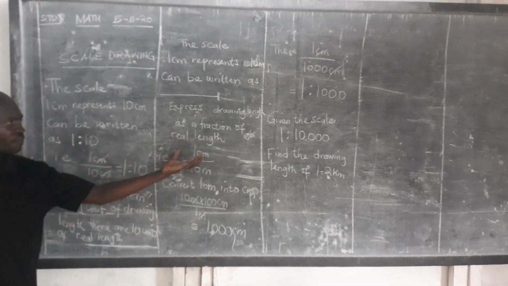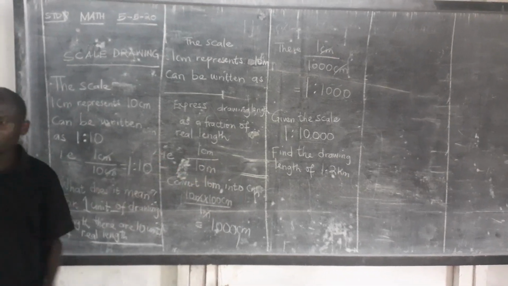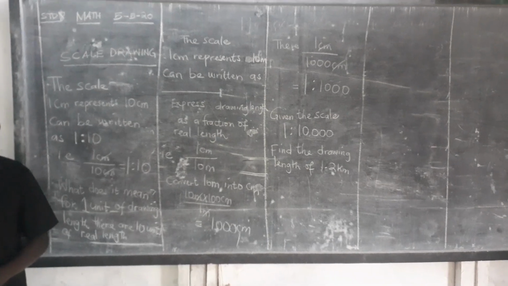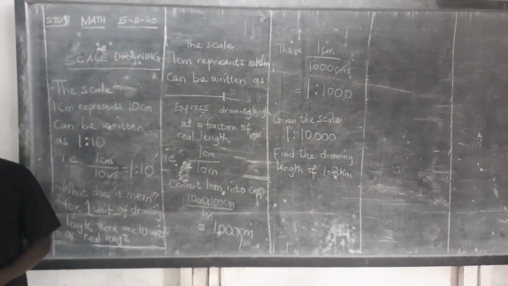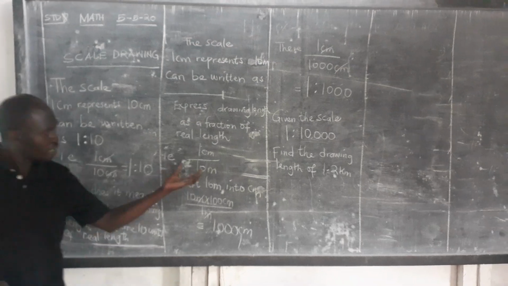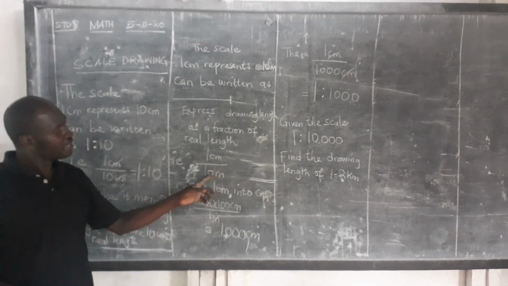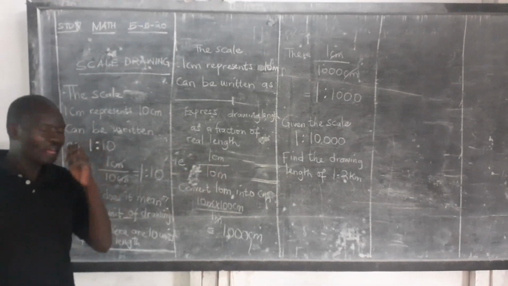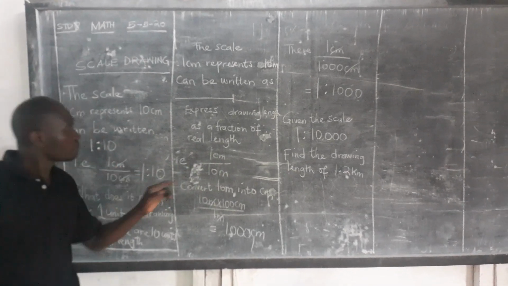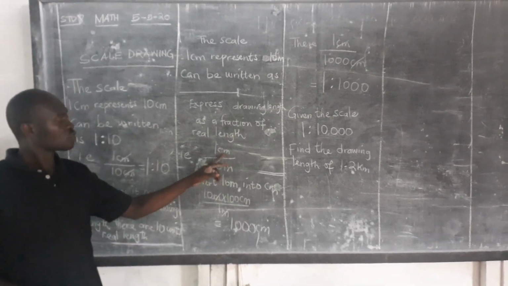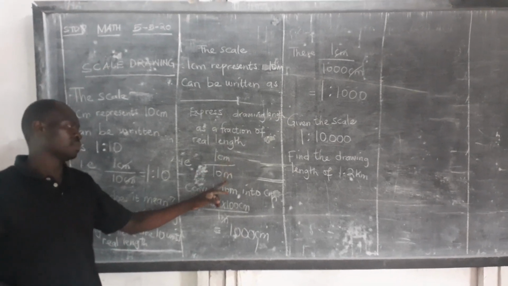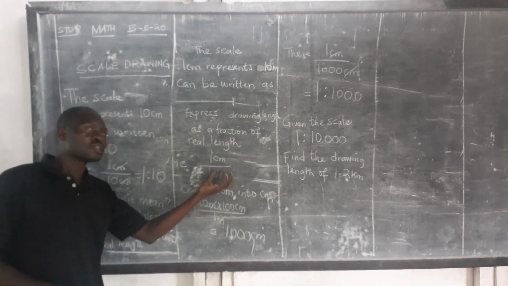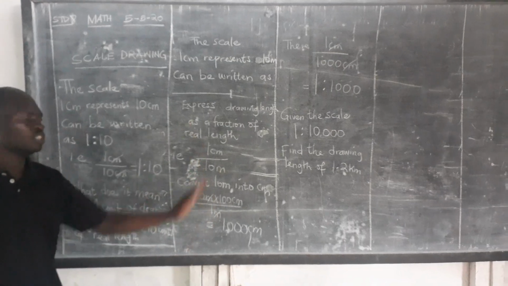If you look at this fraction keenly, it has a problem. Which problem do you think it has? Yes. If you look at it keenly, you realize that the denominator here is in meters, so the units are different. We must ensure that these units are the same. This one is centimeter and this is meter, so we have to change this one.